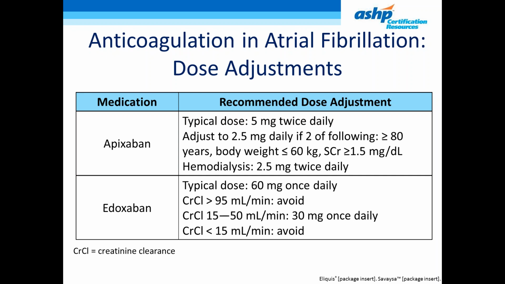And then finally, with edoxaban, the typical dose is 60 milligrams once daily. Interestingly enough, it should be avoided in patients with normal renal function, so patients with a creatinine clearance greater than 95 mLs per minute. It should be dose adjusted to 30 milligrams once daily in patients with a creatinine clearance of 15 to 50, and similar to all of the other novel oral anticoagulants with the exception of apixaban, edoxaban should also be avoided in patients with a creatinine clearance of less than 15.